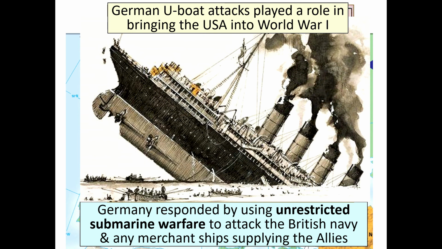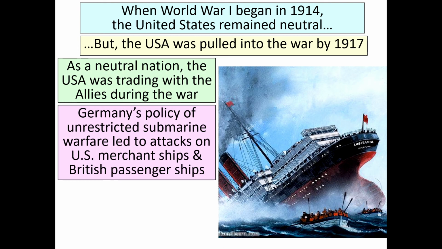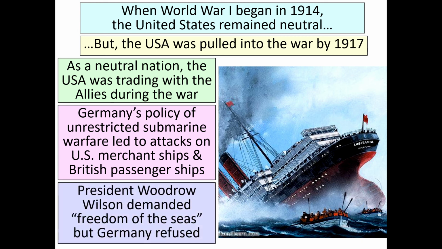German U-boat attacks, and a U-boat is simply the German word for submarine, played a role in bringing the United States into World War I. When World War I began in 1914, the United States remained neutral, but the USA was pulled into the war by 1917. As a neutral nation, the USA was trading with the Allies during the war. But Germany's policy of unrestricted submarine warfare led to attacks on U.S. merchant ships and British passenger ships. President Woodrow Wilson demanded freedom of the seas, but Germany flatly refused.